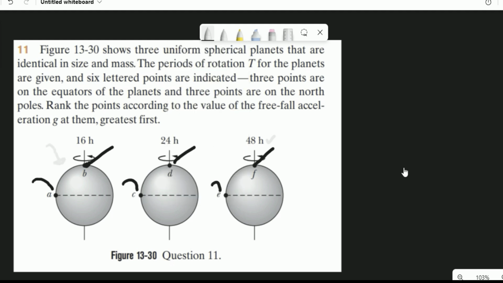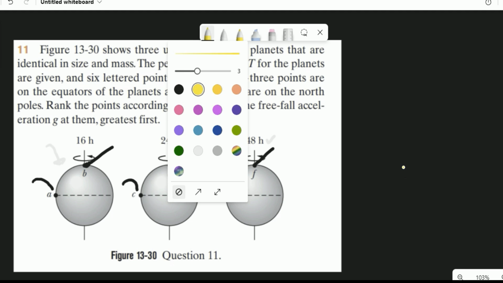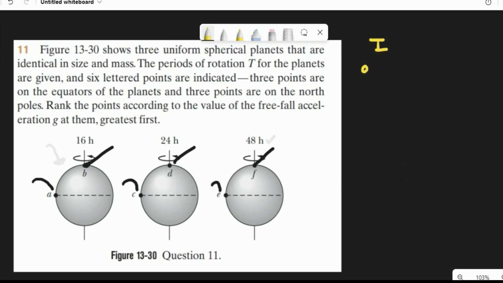the first planet, for which the time period is given. So the first planet, if I consider, g effective will be given by g naught, and it says these are identical uniform planets, identical in size and mass, so g naught for all the planets is going to be the same, minus R omega square, and we are referring to the equator now. We are doing everything for the equator, and this is g naught.